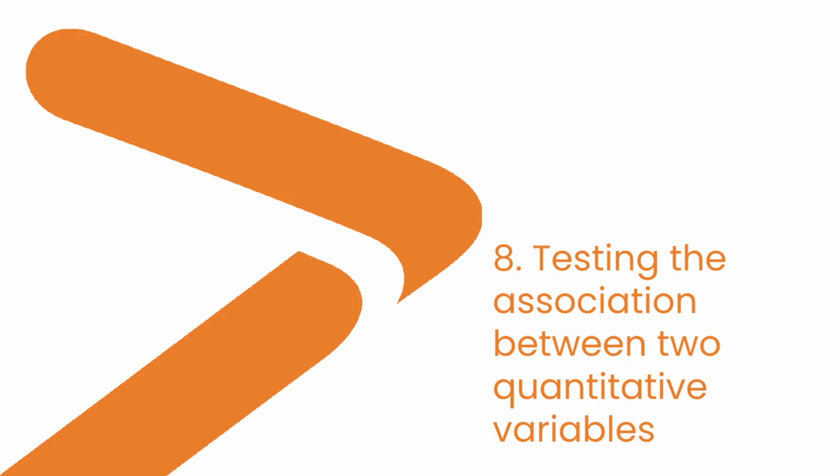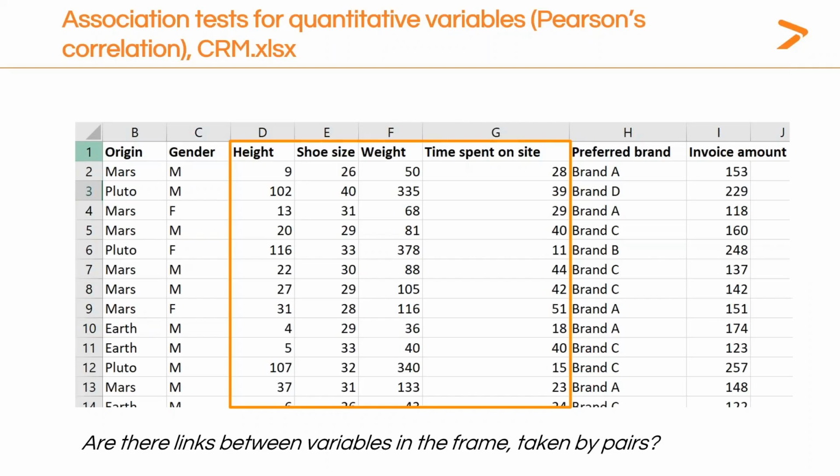Now let me test the association between two quantitative variables. I will get back to this data set of the online shoe selling platform and ask this question: are there links between variables in the frame taken by pairs? I will be illustrating things using Pearson's correlation. So I will take each pair of variables apart and test the link between the two variables. Is there a link between height and shoe size, a link between shoe size and weight, between height and time spent on site, and so on.